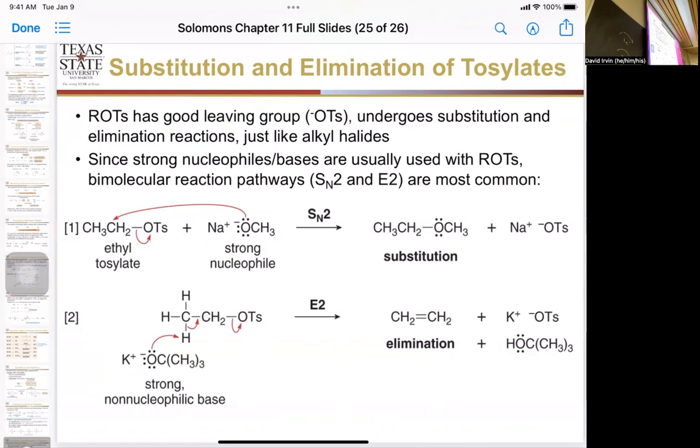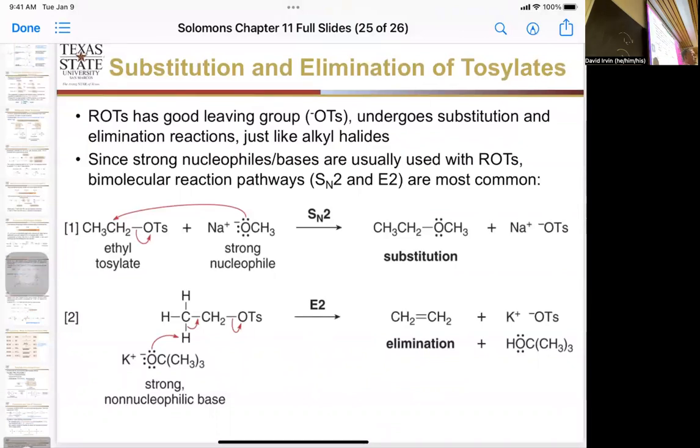Okay. So what if we used a strong non-nucleophilic base? We're going to have to find a beta hydrogen, and we're going to have to do an E2 elimination. Okay, again, this is primary. We're not going to form a carbocation. So it's SN2 and E2 only.